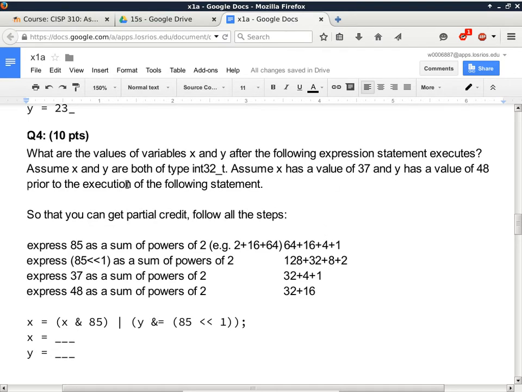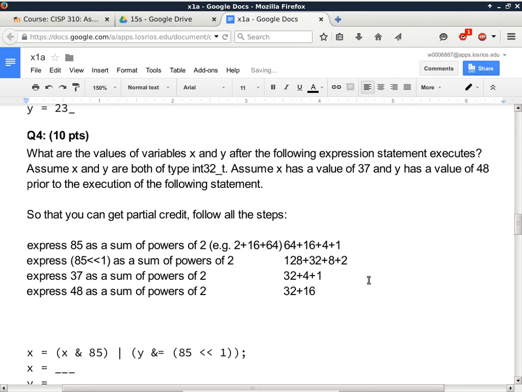So now we have to figure out the bitwise AND. We have to do the bitwise AND between X and 85, and then the bitwise AND between Y and this number here, and then the bitwise OR and so on. I'll go ahead and do this step by step as well. Okay, so I'm going to use up some space here. X AND 85 is the same thing as X is 32 plus 4 plus 1, ampersand 64 plus 16 plus 4 plus 1.